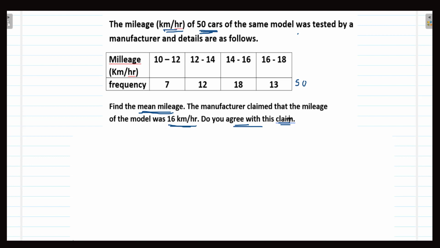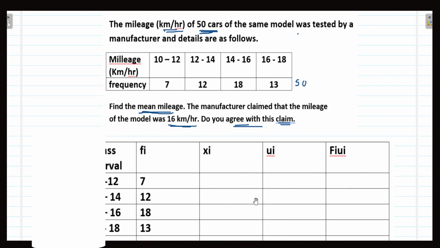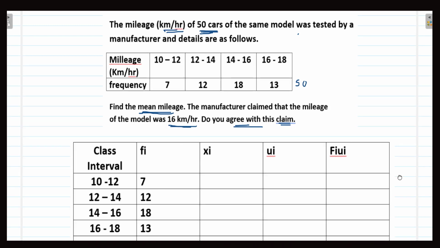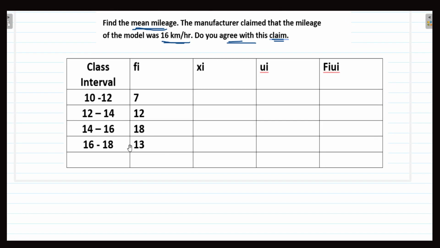Now to solve this question, again we will have to draw some columns. There will be 5 columns. First will be the class interval, second will be the frequency, third will be the xi, that is the mid value, fourth will be ui, and next will be the Fi ui.